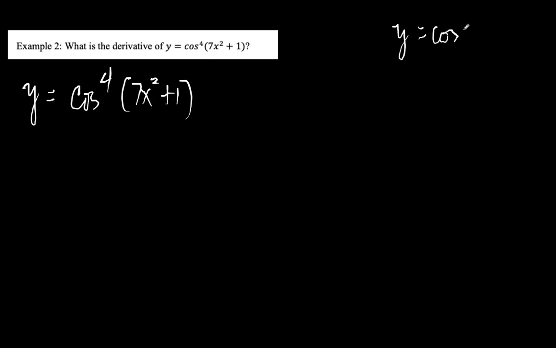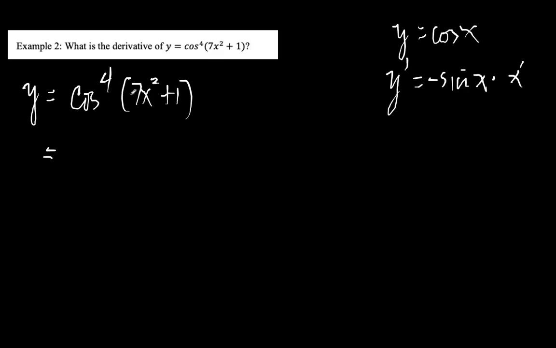All right, so let's work on number 2. So y is equal to cosine to the 4th of 7x squared plus 1. And let's just recap that if y is equal to cosine x, the derivative is y prime equal to negative sine x times x prime, right? However, in this case, cosine has an exponent of 4. Therefore, we're going to use the chain rule and power rule, or chain rule, in short.